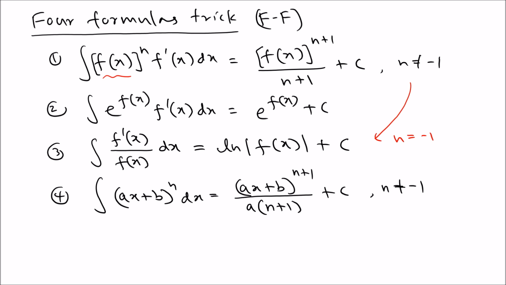Let's try a couple of examples from that, and you can see you can get the answer very quickly. This is what we call the 4 formula trick, or FF trick. You can directly use this one, but use it properly. Every time you see the derivative, that's how you remember. Here the derivative is a constant, that's why you don't see it. Let's use this and solve some examples.